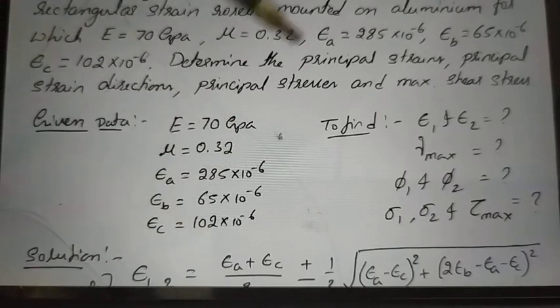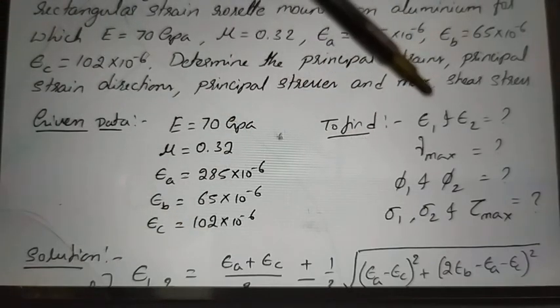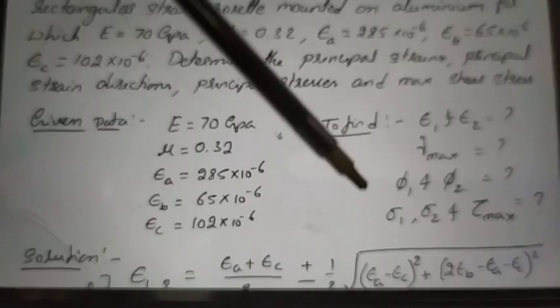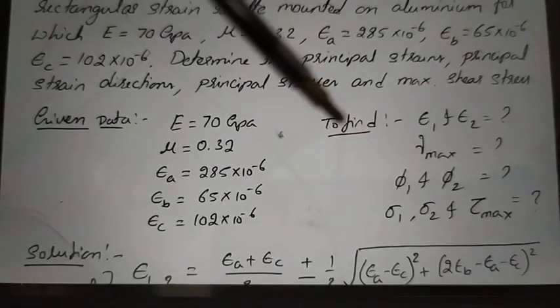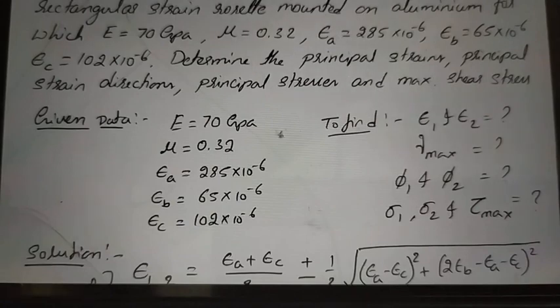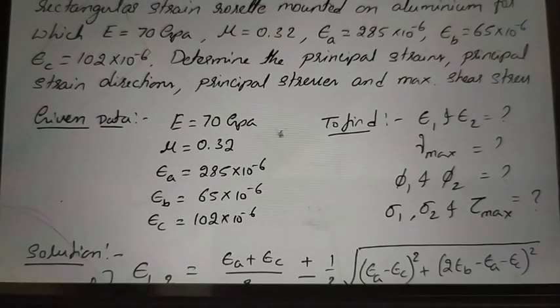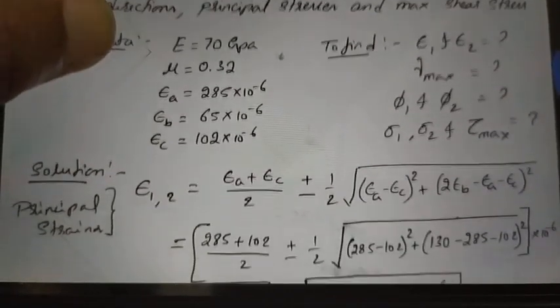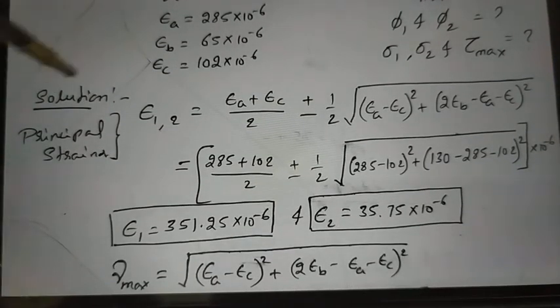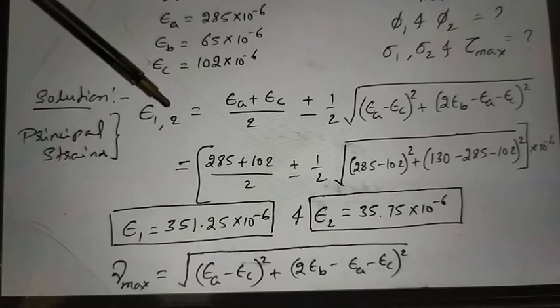What are the things you have to find? The principal strains, epsilon 1 and epsilon 2, and gamma max. Then the principal directions, phi 1 and phi 2, and the principal stresses, sigma 1, sigma 2, and tau max. These are the things you have to determine. Next, just go to the solution. Here you have to remember this equation for the principal strain determination.